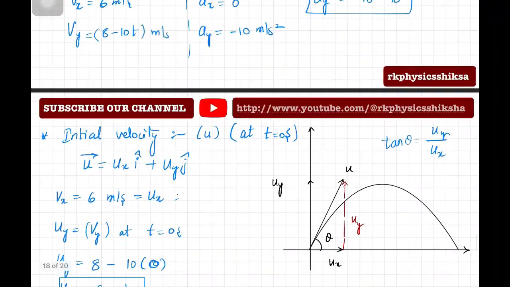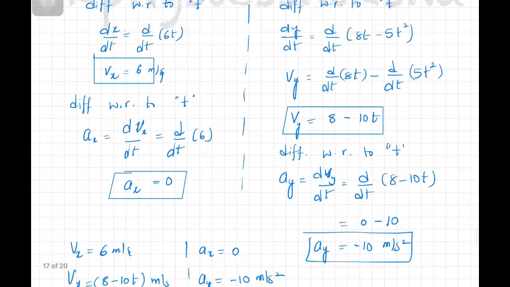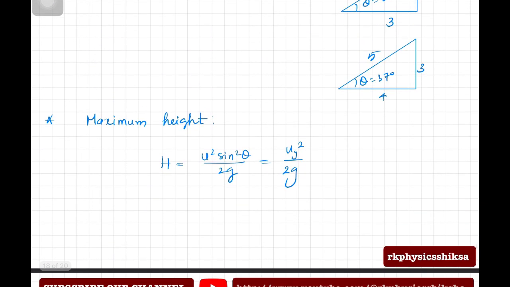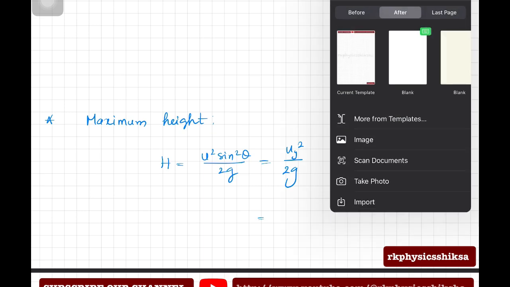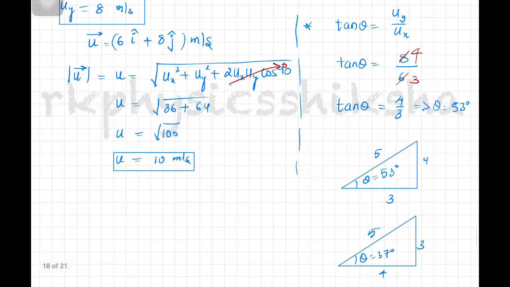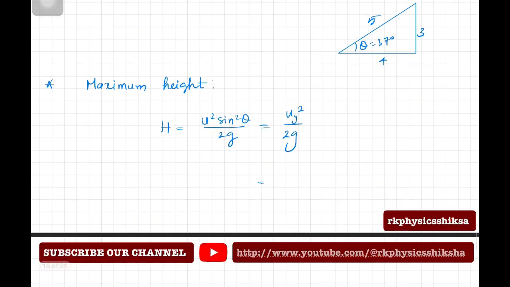So provided you take the g value, I think they have not given it here, we will only consider that g is equal to 10 meter per second square. So what is the uy value? We know the uy value, uy is 8 meter per second. That means 8 8s are 64 divided by 2 into 10. So the height attained is 64 by 20 meters. If you want, you can simplify it further.